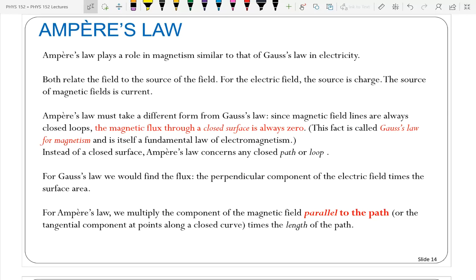Hence, we don't talk about that in this class. But we do talk about Ampere's law, which is very similar. It's going to talk about what we call the circulation.